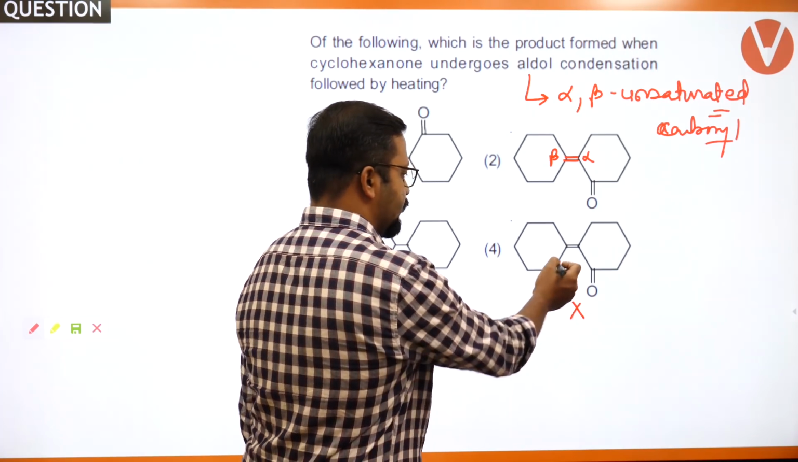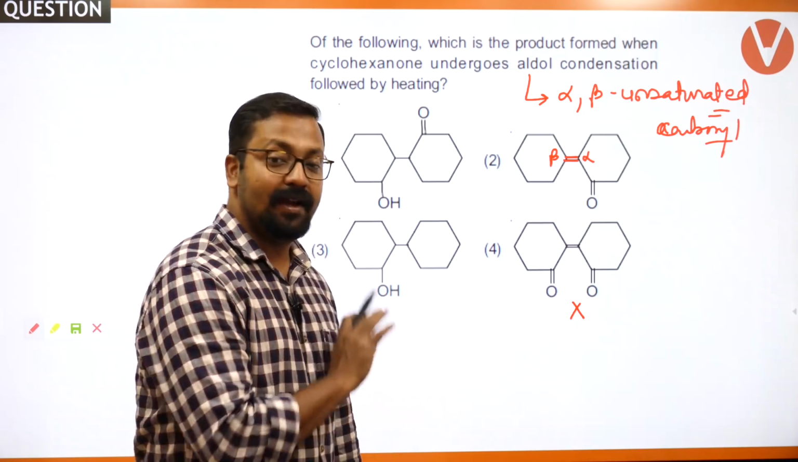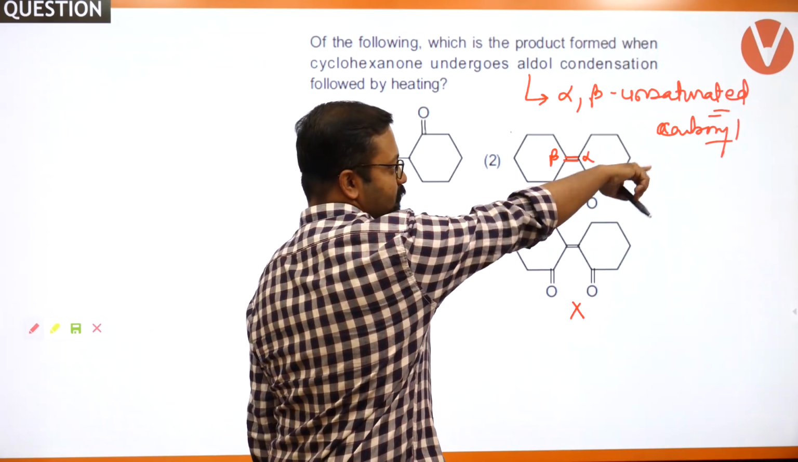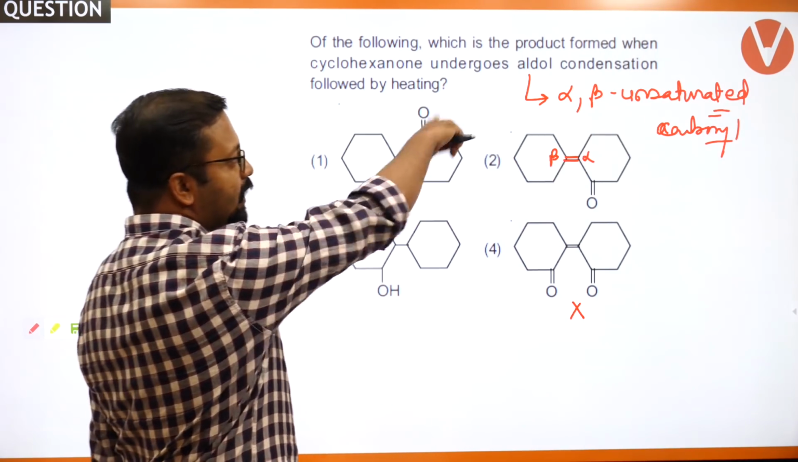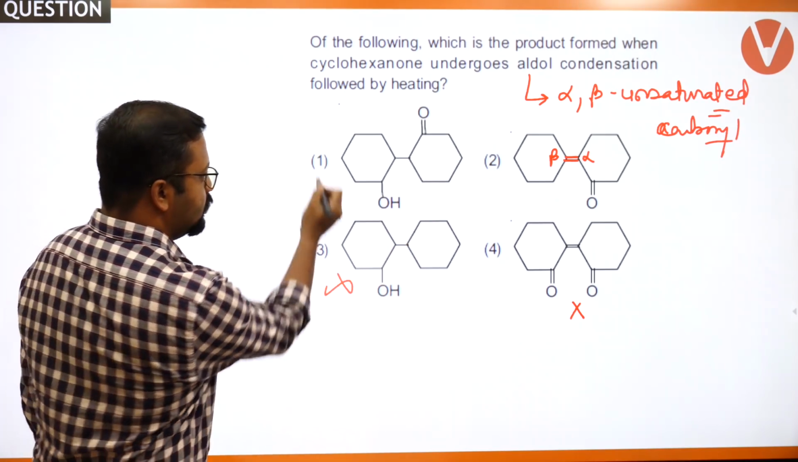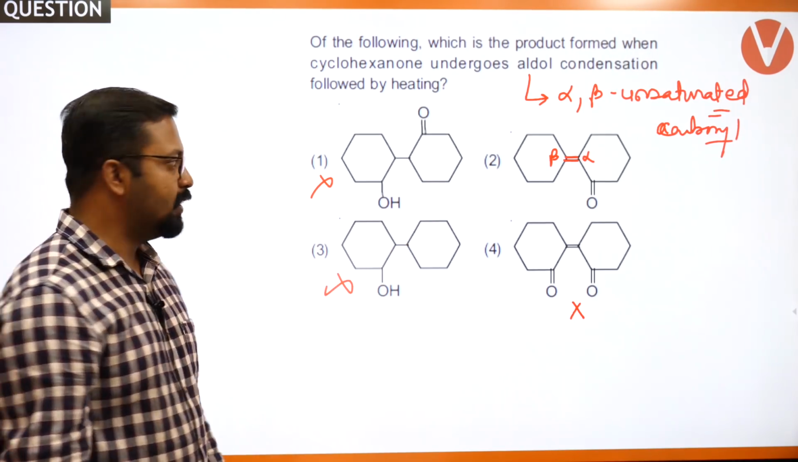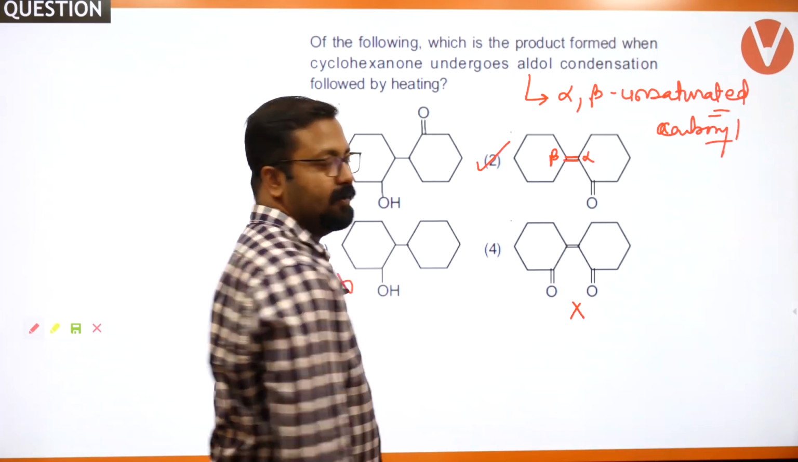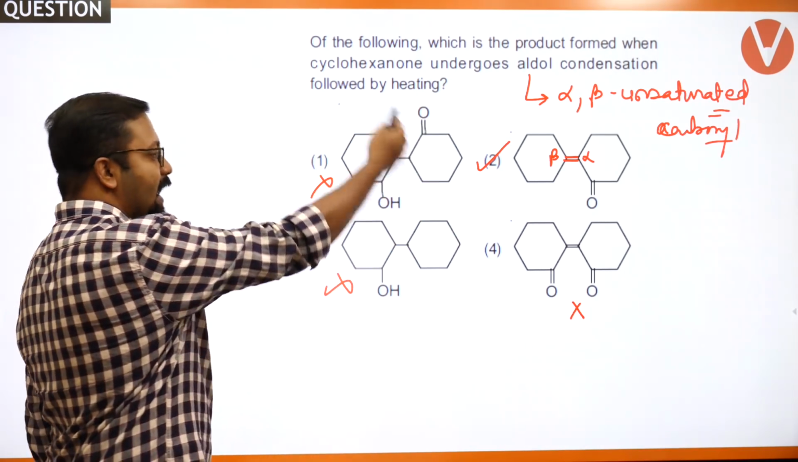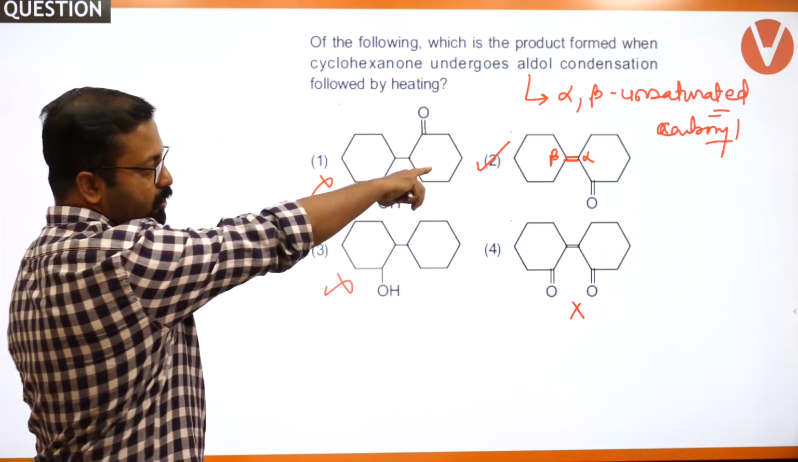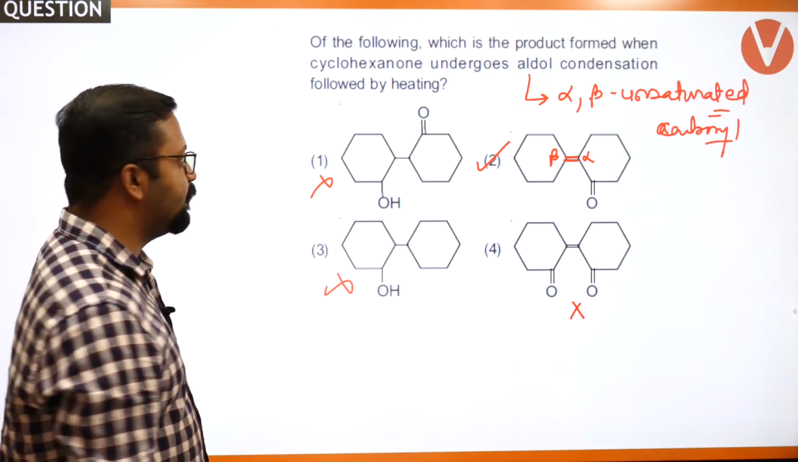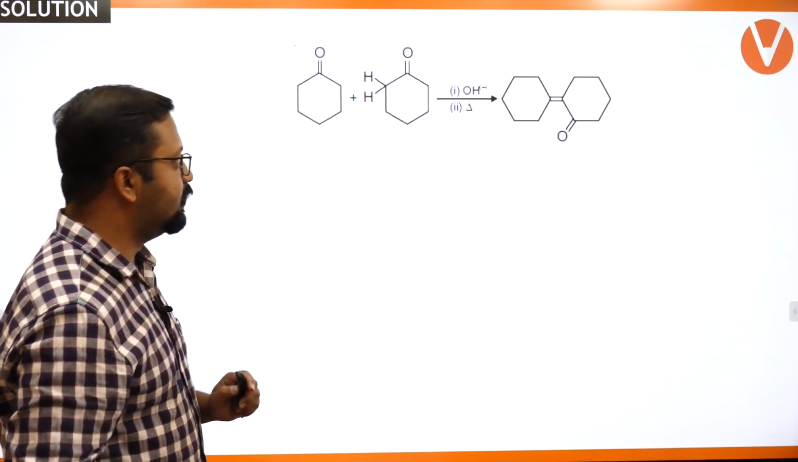No, dicarbonyl नहीं होगा. It will not be monocarbonyl. This represents a monocarbonyl unit and an alpha beta unsaturated. This is wrong, this is wrong. Okay, so the right answer is second. I don't need to know the mechanism, I just need to know what is the end product. End product देख के हम निकाल दे रहे हैं आंसर इसका.